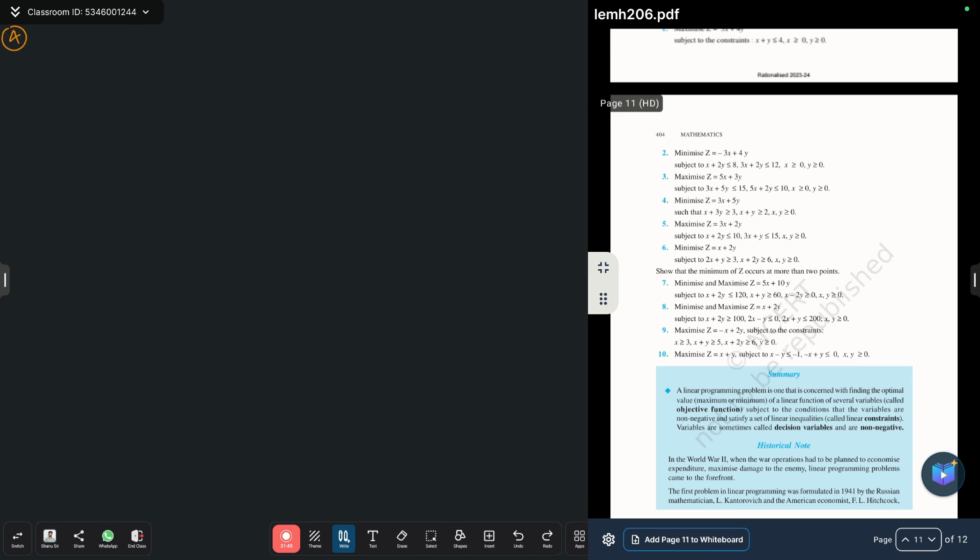Fourth problem: minimize the objective function Z equals 3x plus 2y, subject to the constraints x plus 3y greater than or equal to 3, and x plus y greater than or equal to 2, and one non-negative constraint, x comma y both greater than or equal to 0.